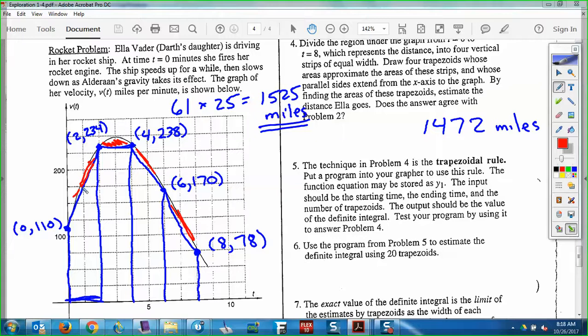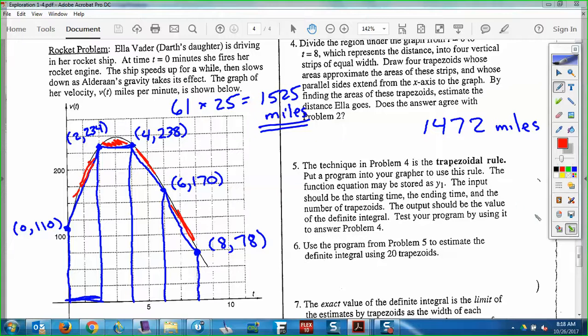So there's an idea, right? Let's do something we do know how to do, which is trapezoids, and let's estimate the area that way. Okay, the technique in problem 4 is called the trapezoidal rule. Put a program into your grapher to use this rule. The function equation may be stored as y1. The input should be the starting time and the end, and so on.